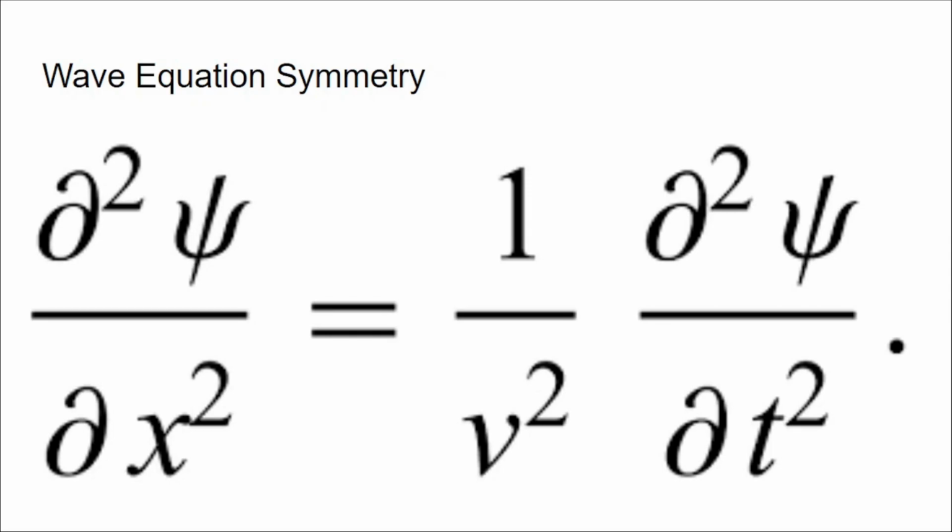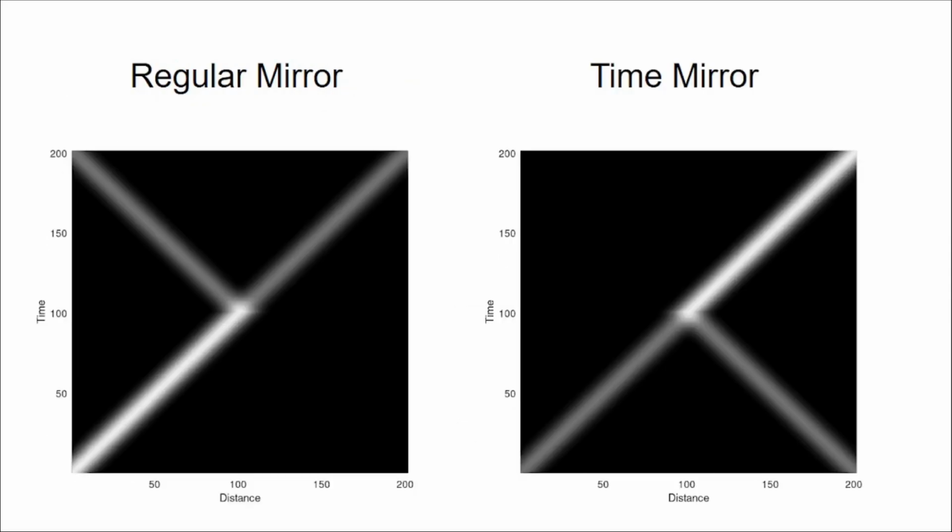Since the wave equation is symmetrical about space and time, solutions to the wave equation can have their space and time variables swapped and remain solutions to the wave equation, at least qualitatively. Let's do this with the solution to the regular mirror. First, start with the solution to a regular mirror.